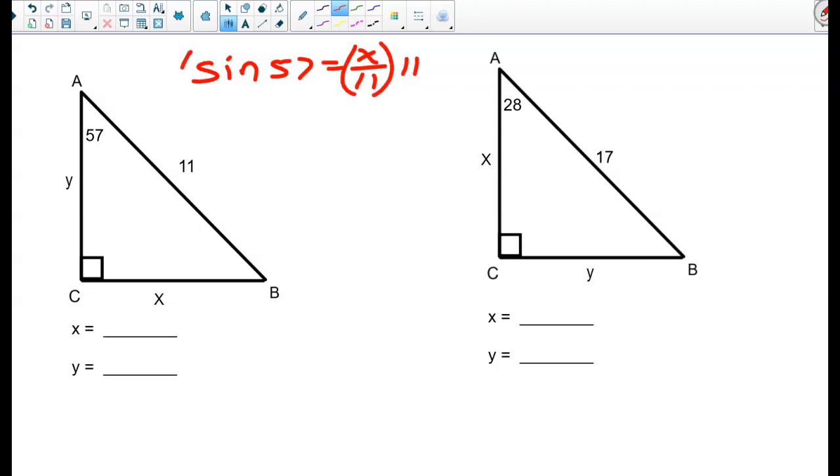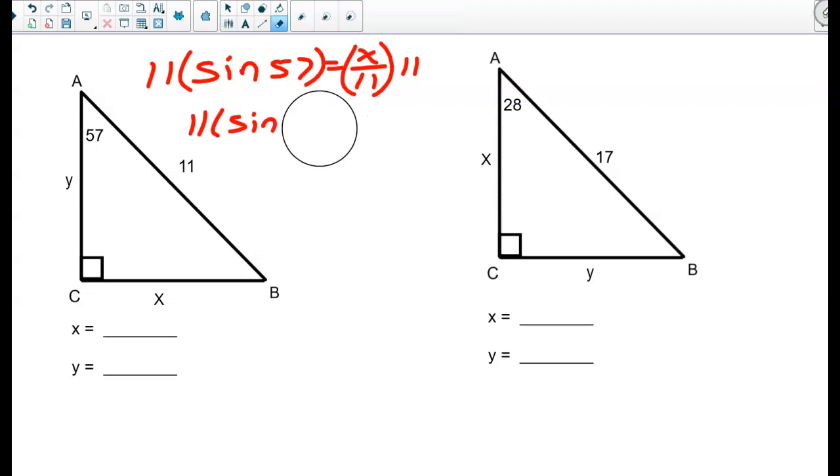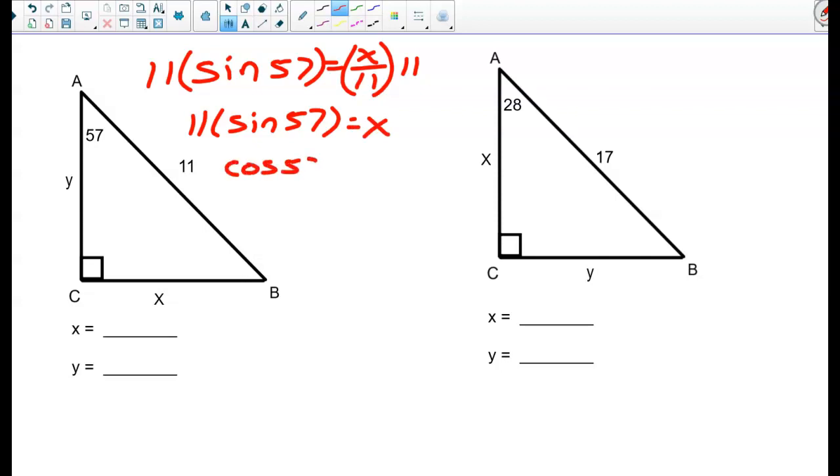When the variable is in the numerator, we like that. These are one-step problems. Not 27, don't randomly change that number. 57. And that's what x equals. Okay. Y, it's going to be the cosine of 57, adjacent to this angle, equals y over 11. We multiply both sides by 11, and we get 11 times the cosine of 57 equals y.